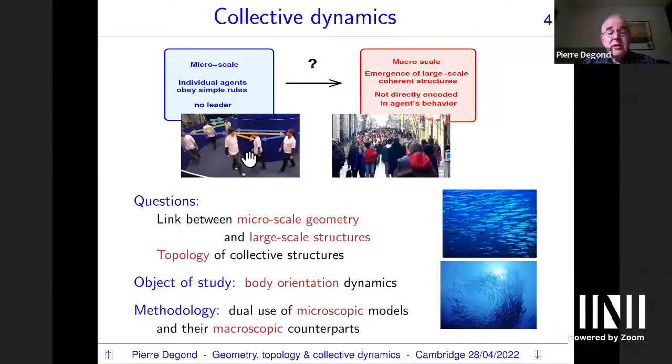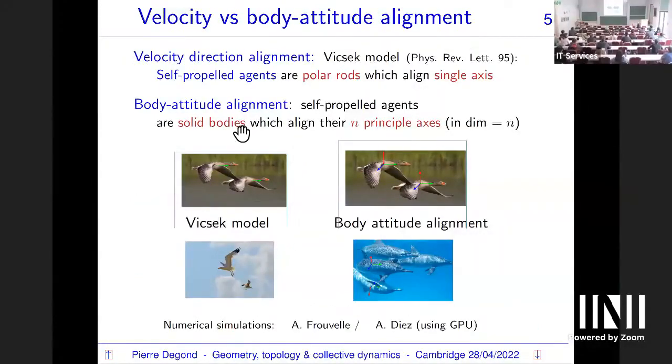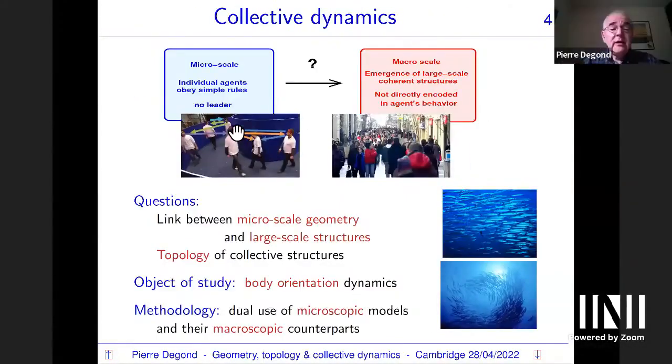Can you see my mouse here? Hello, can you hear me? Yes. Okay. Yes. Okay. Can you see the mouse? Yes, we can see the mouse.